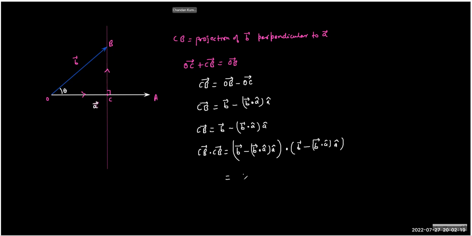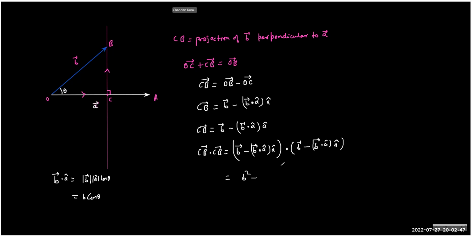So B dot B is B square minus... Oh, by the way, what is B dot A cap? It is B cos theta, right? What is B dot A cap? B cos theta. Mod of B, mod of A cap into cos theta, and mod of A cap is 1 because it's a unit vector, so it is B cos theta. So basically, B cos theta is a number.